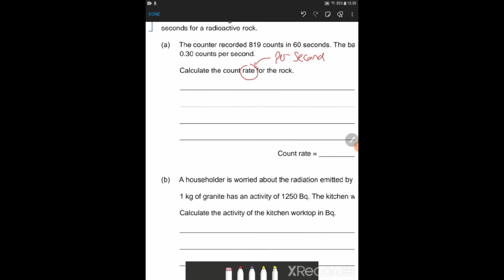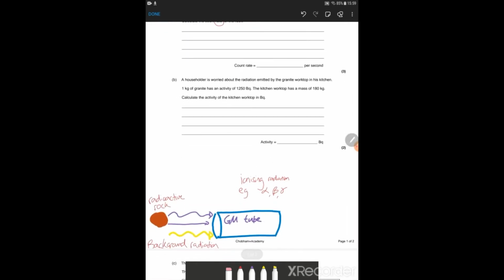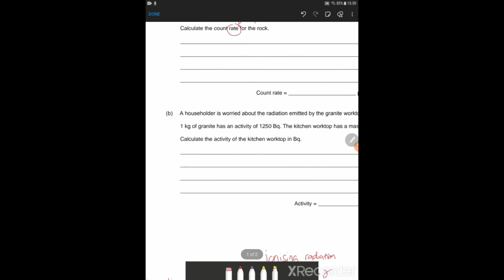But what rate will that give you? Will that give you the count rate for the rock, the count rate for the background, or the count rate for both? Now the answer is that's going to give you the count rate for both, right? So I'm going to say that that's our total.